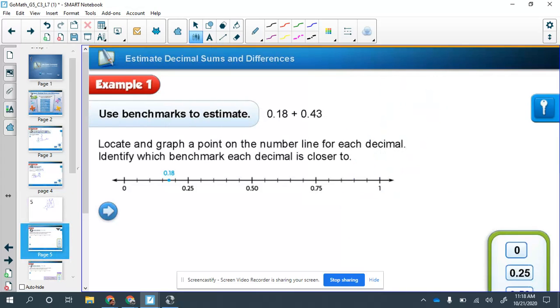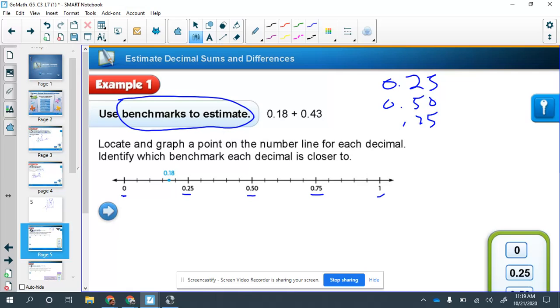And then the next one, which is a little bit trickier, but gives us a much more exact estimate, is we can use benchmarks to estimate. Our benchmarks are 0, 25 hundredths, 5 tenths, 75 hundredths, and 1. And hopefully when we see these numbers, we're kind of thinking about money, right? Because if we have 1/4, then we have 25 cents. If we have 2 quarters, we have 50 cents. 3 quarters is 75 cents.